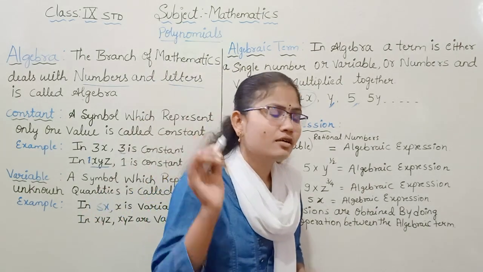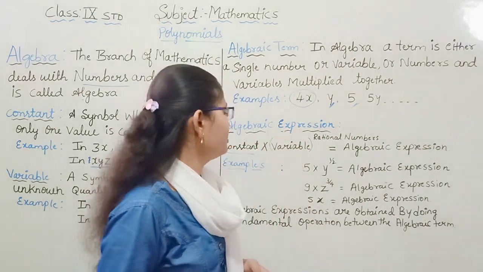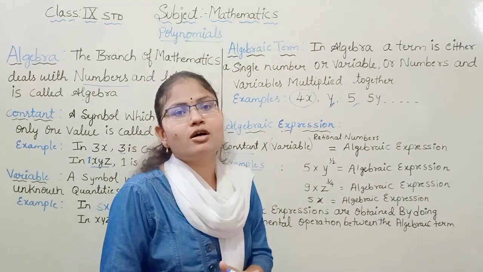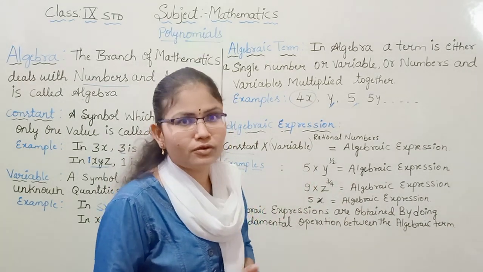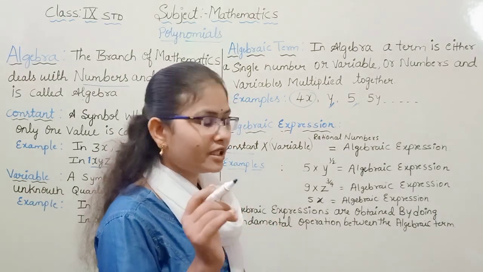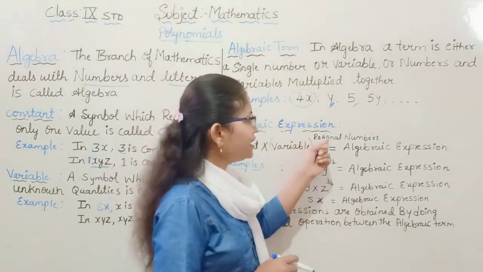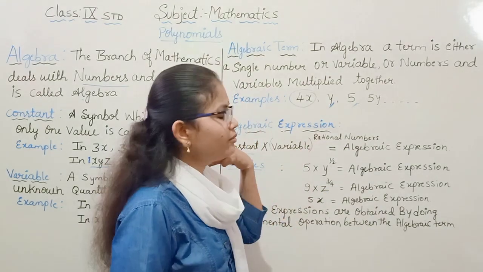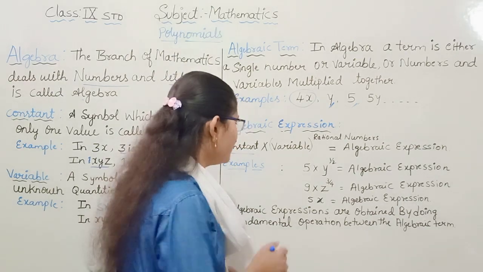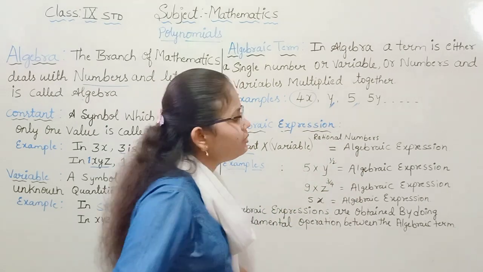Next we will move on to algebraic expression. Very important concept, we have to listen carefully. Algebraic expressions are obtained by combining algebraic terms with fundamental operations. We write an algebraic expression in the form of constant into variable. The power of the variable must be a rational number. Then it forms an algebraic expression.